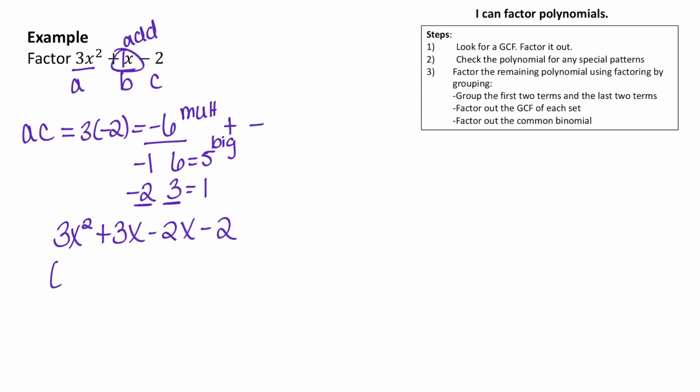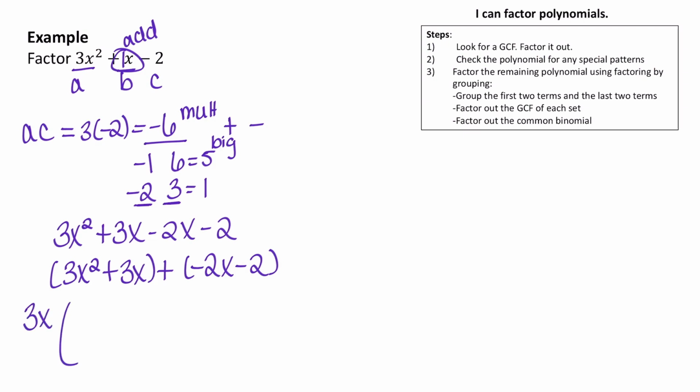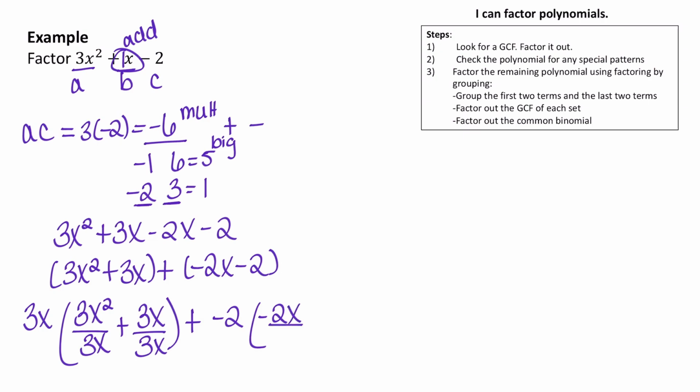So what we do now is form two groups of factors, right? We have 3x squared plus 3x, and then plus we have negative 2x minus 2. So now I'm going to look for the GCF of each group. So from the first group, notice that I can factor out a 3, and I can also factor out an x, right? So I'm going to divide what remains by 3x. And then from the second group, I'm going to factor out a negative 2. So I'm going to divide both terms by negative 2.